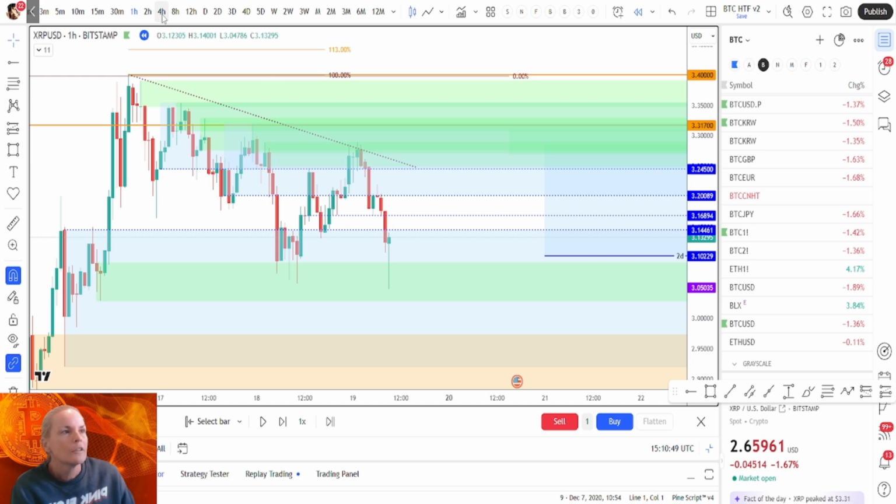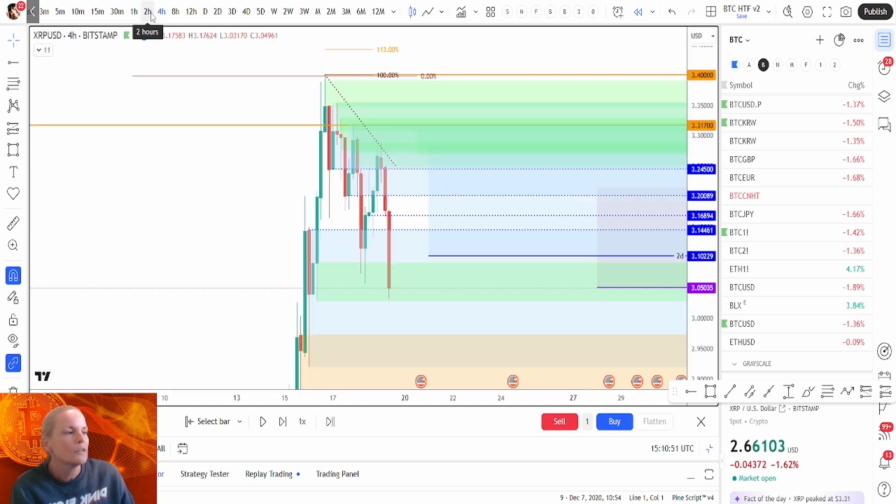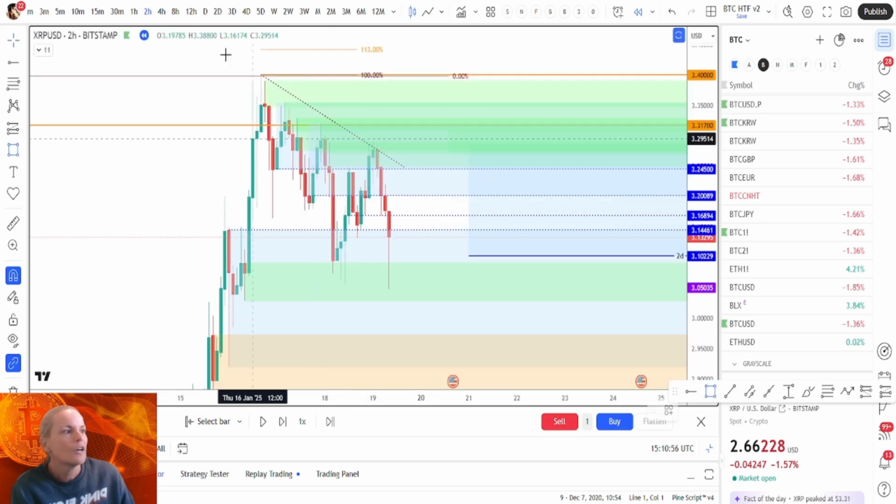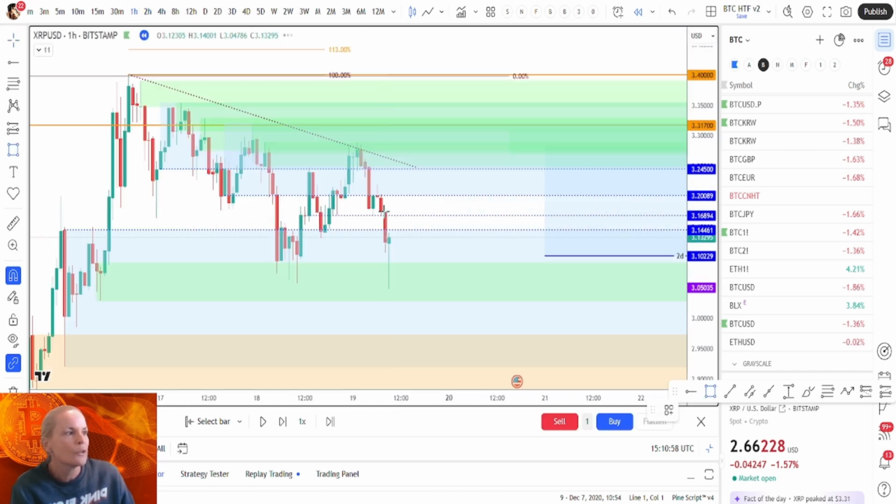Okay, so let me just check if there's anything on the 4-hour. So this is exactly what I'm doing. You can see that's now going lower there. No 2-hour, so there is now an hourly supply in here.